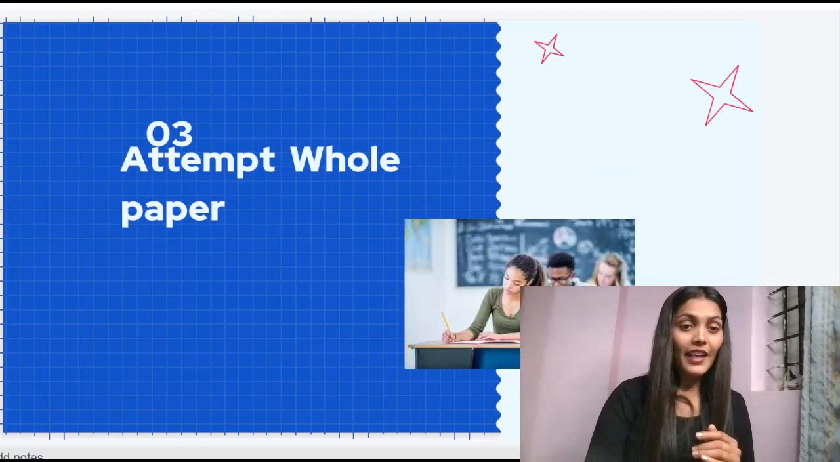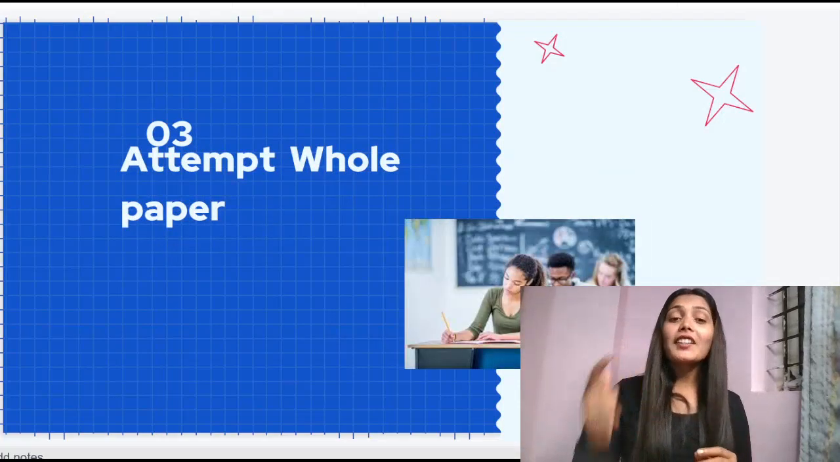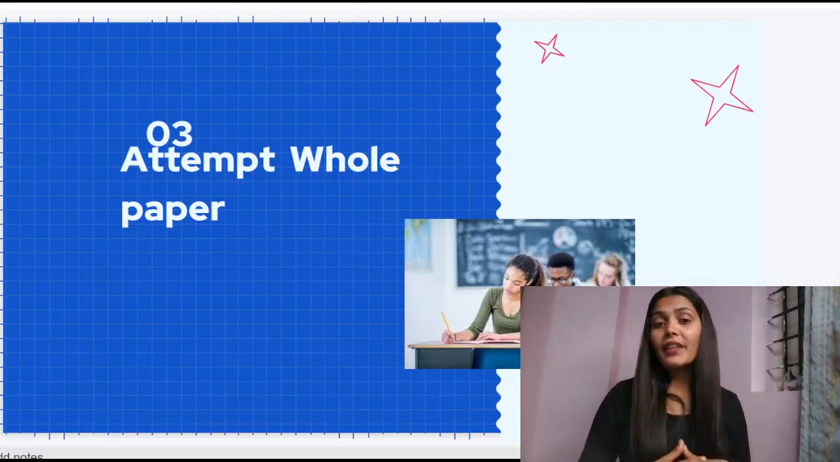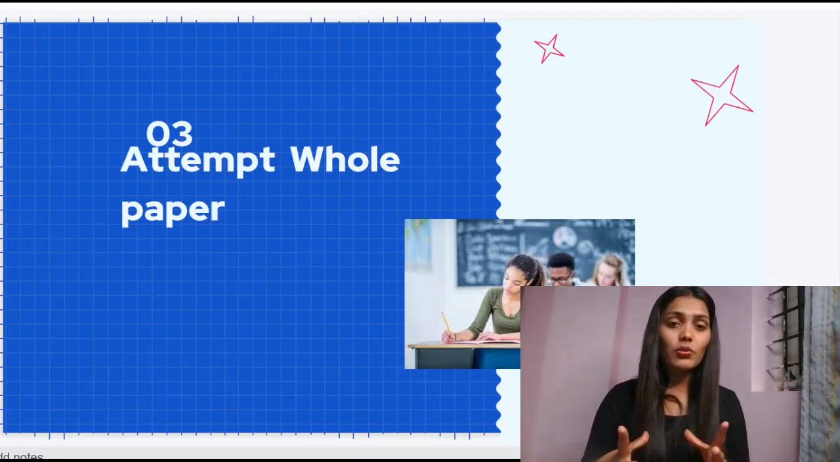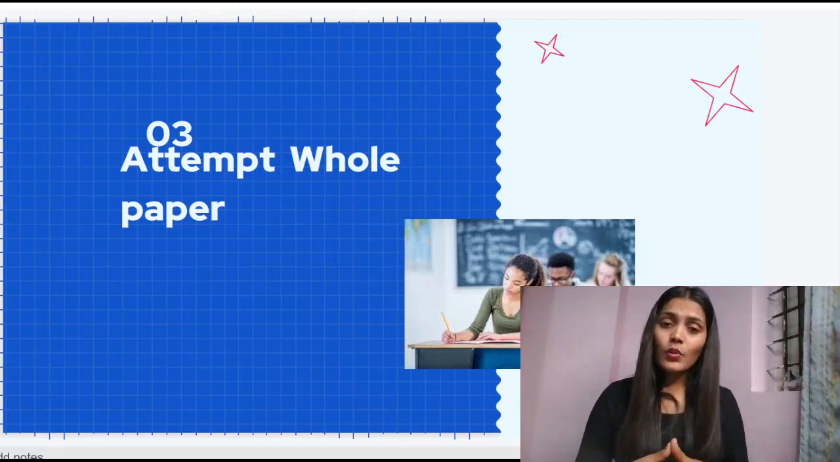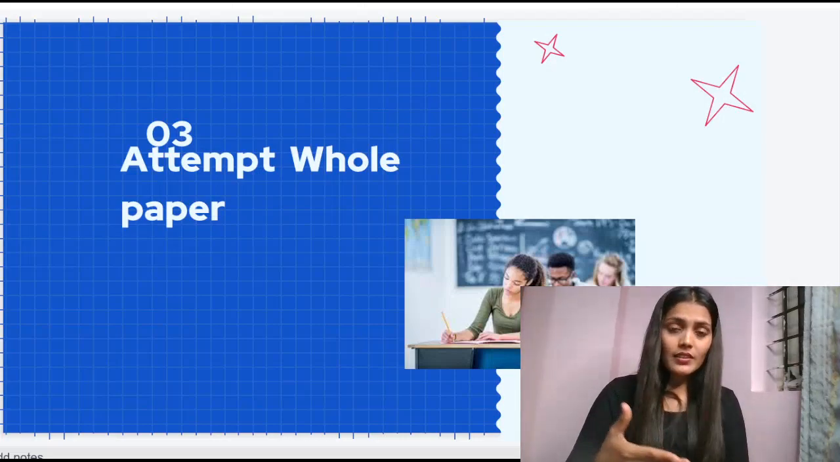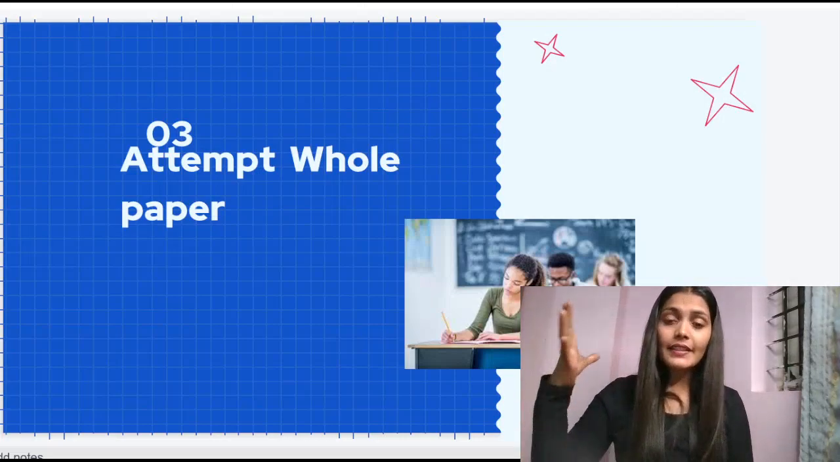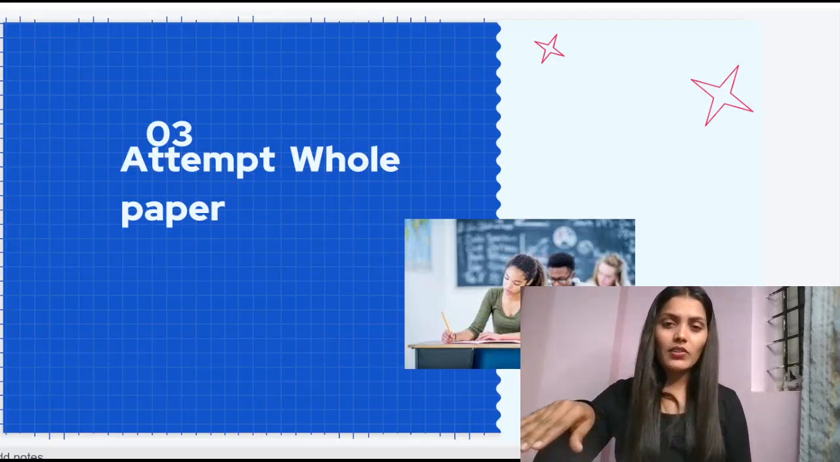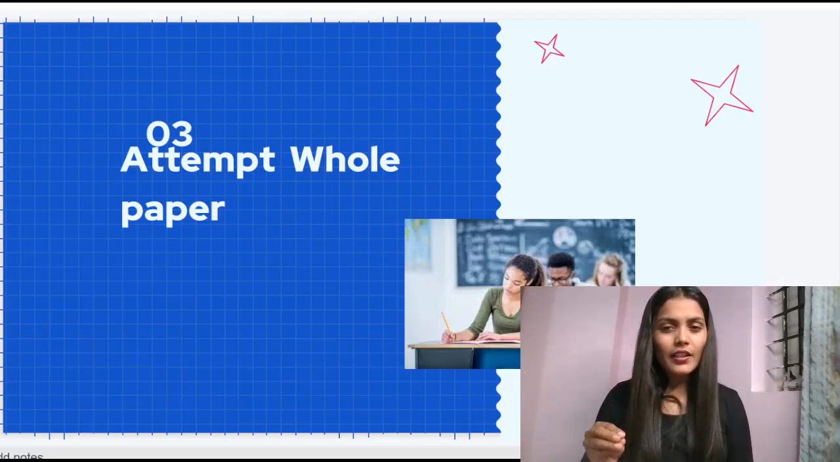And the next tip I have, that is the third one: attempt the whole paper. This is a very important tip. There are a few students who are so honest about the paper. Let's say there are 10 questions, they know just 5 questions, and the other 5 questions they know a little bit about, but they don't know the exact answer. So what they do, they just leave it as it is.